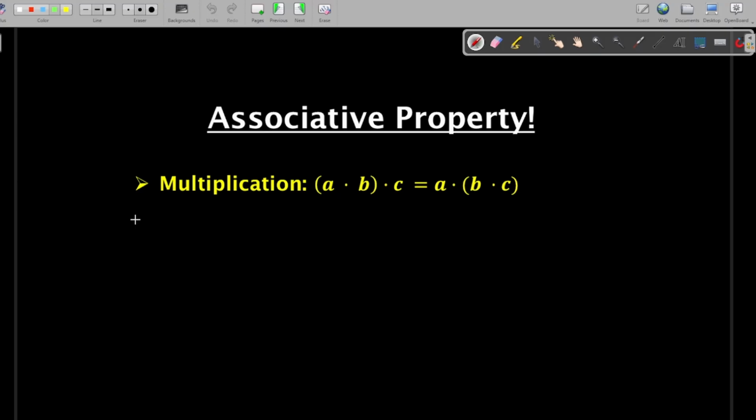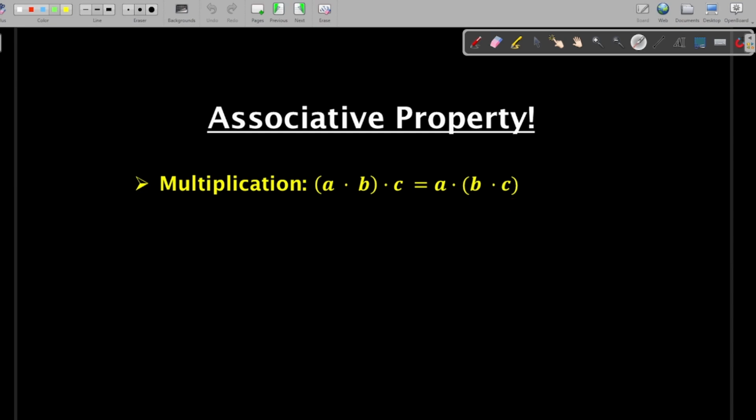That is, when multiplying three or more numbers together, the way we group them using parentheses does not affect the final result. Mathematically, it is written as open bracket A multiplied by B, close the bracket, multiplied by C. We use this dot sign to represent multiplication. We say it's equal to A multiplied by open bracket B multiplied by C, close the bracket.